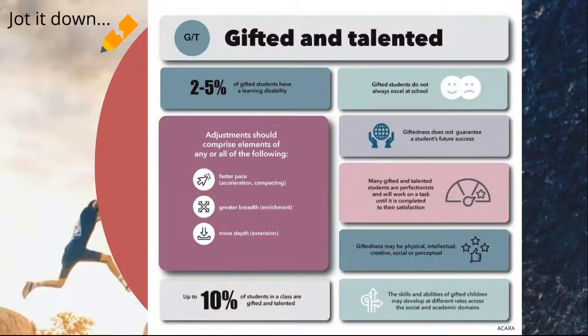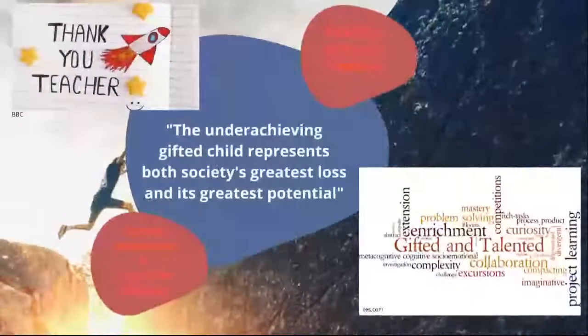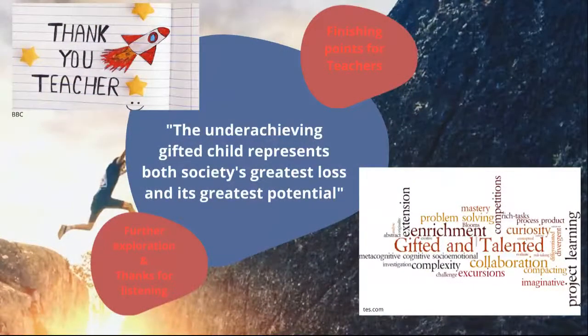Just a moment to reflect here on a great infograph. You can take that with you. And then some takeaways for you as a teacher. So a really great quote there that the underachieving gifted child represents both society's greatest loss and its greatest potential.